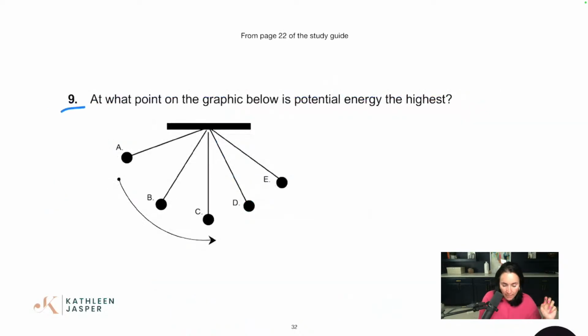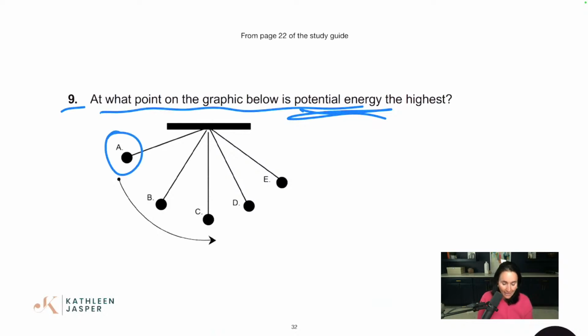All right, let's have a look at number 9. So again, we're looking at potential energy. I can see this is a pendulum. Right away, I need to be thinking kinetic and potential energy. When you pull the pendulum up and let it go, what happens? So at what point on the graph is potential energy the highest? Okay, A. When you pull, so let's look at my pen here.